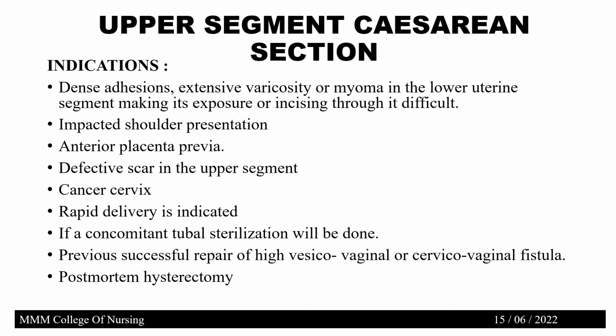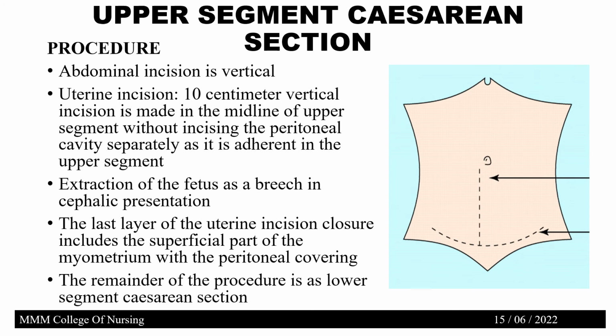Now let's see the upper segment cesarean section. The indications are dense adhesions, extensive varicosity or myoma in the lower uterine segment making its exposure or incising through it difficult, impacted shoulder presentation, anterior placenta previa, defective scar in the upper segment, cancer cervix where rapid delivery is indicated, if concomitant tubal sterilization will be done, previous successful repair of high vesicovaginal or cervicovaginal fistula, and postmortem hysterectomy. So these are some of the indications of upper segment cesarean section.